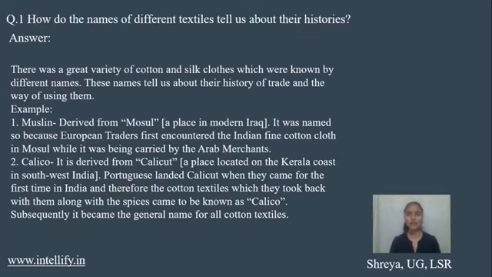Coming to the second example, calico. Calico was derived from the word Calicut. Calicut is a place on the Kerala coast. It has been named so because when the Portuguese for the first time came to India, they landed in Calicut. They came in search of spices, but while they were returning, they also took along with these spices some cotton textile. They referred to this cotton textile as calico, which was named after Calicut. Subsequently, calico became the general name for all cotton textile.